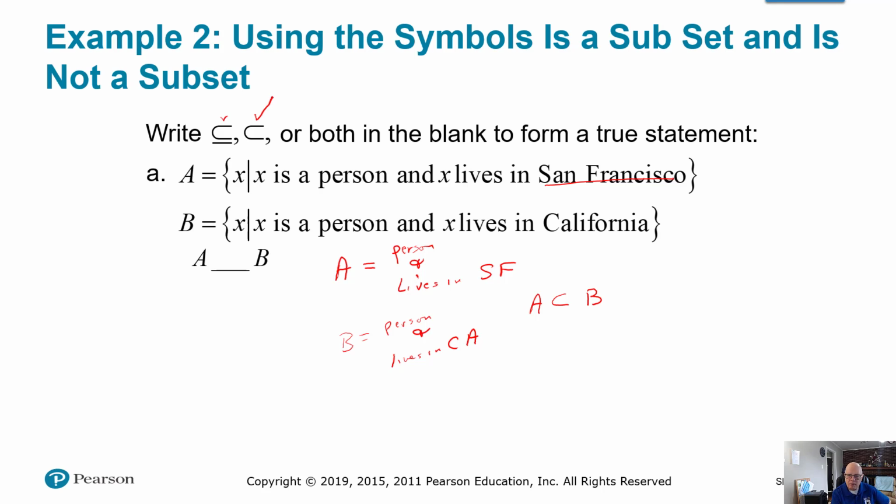Are there some people in California that are not in San Francisco? How about the people in Los Angeles, or the people in San Diego, or the people in Sacramento? Yes, there are some extras. And since it's a subset, but there's some extra ones over here, then what we've got is a proper subset.